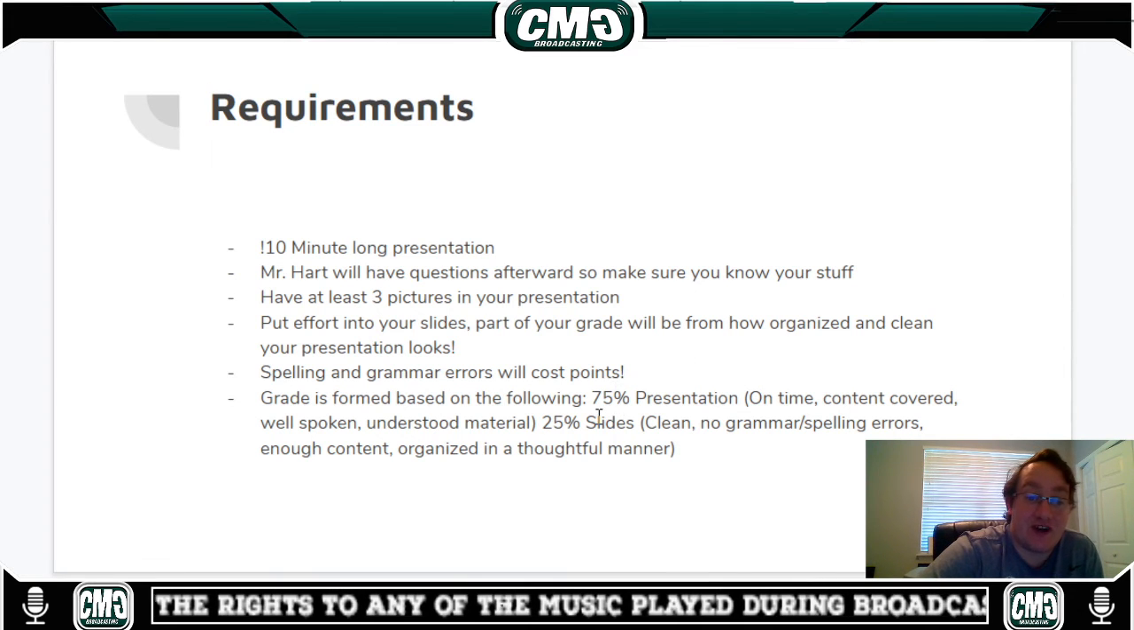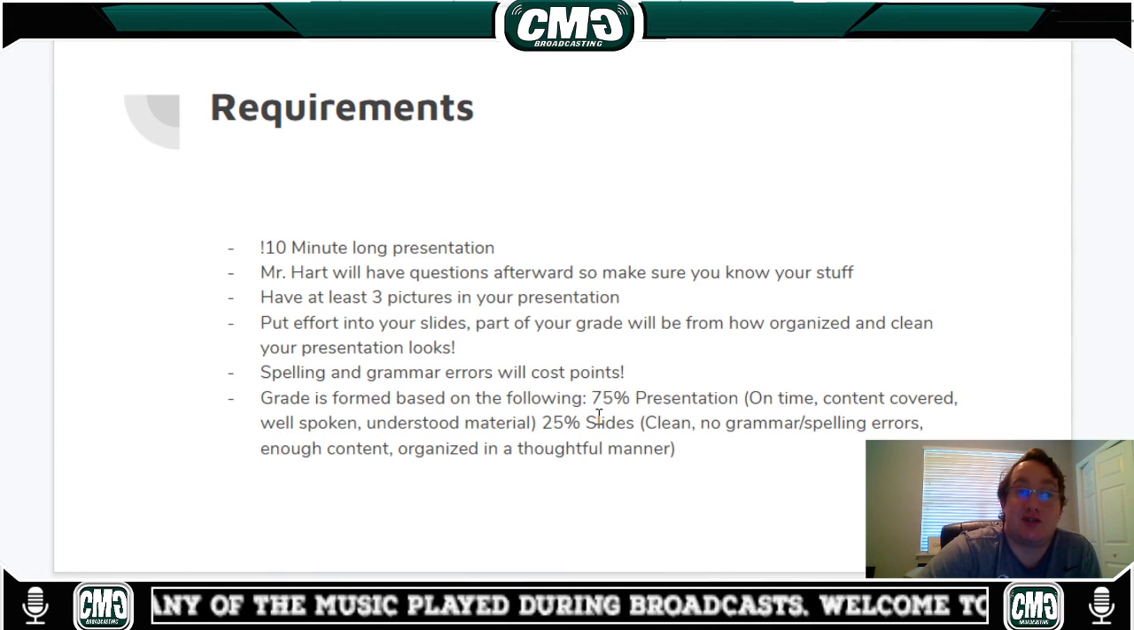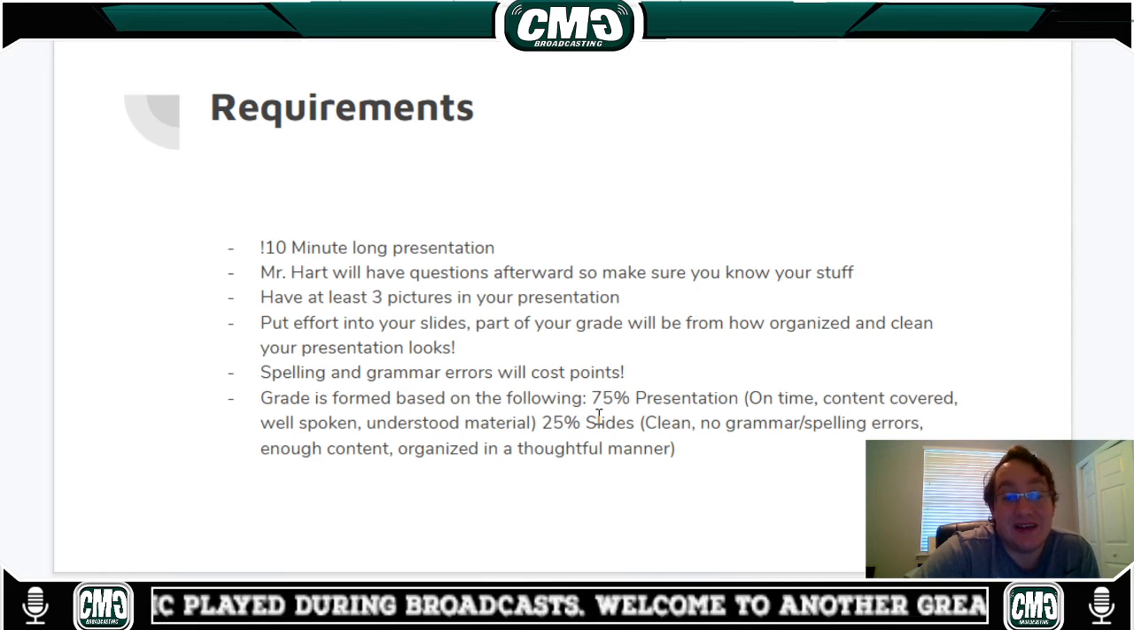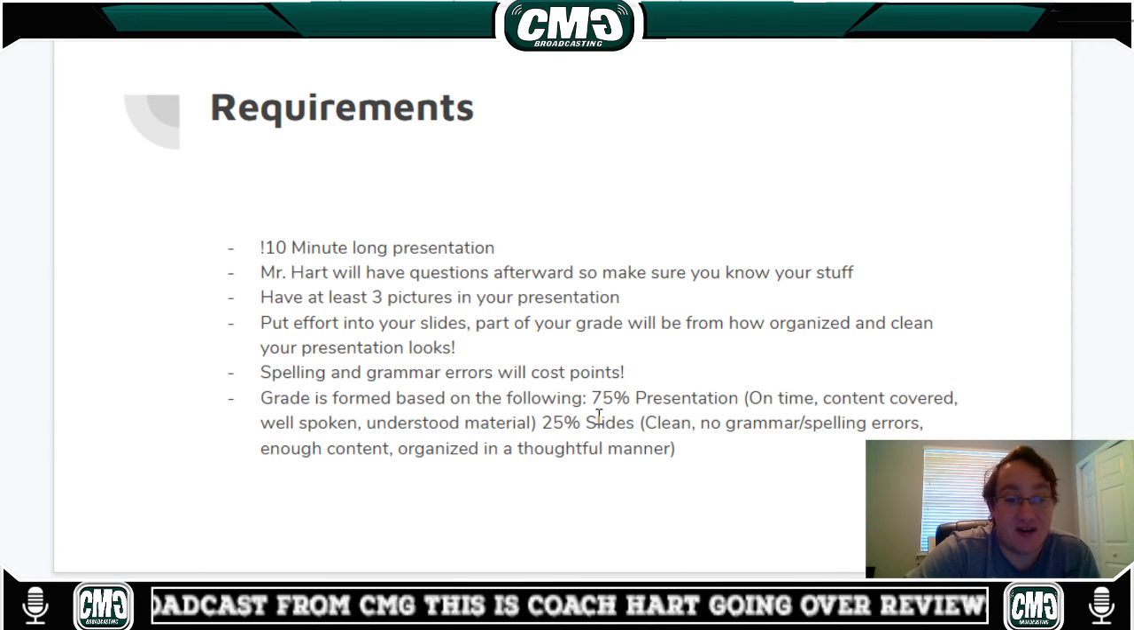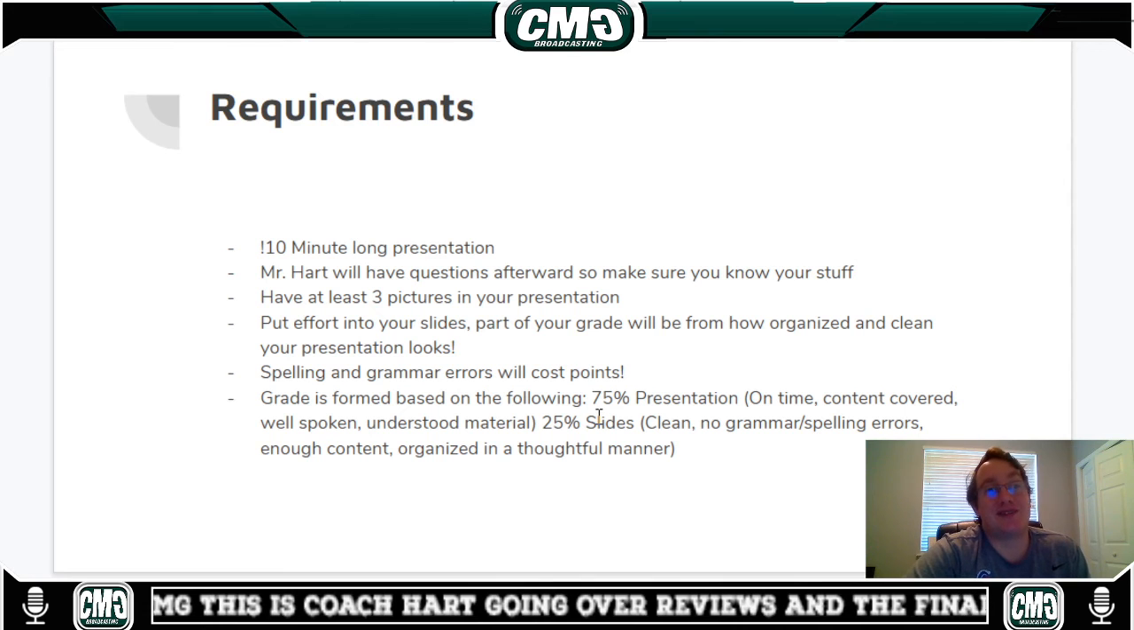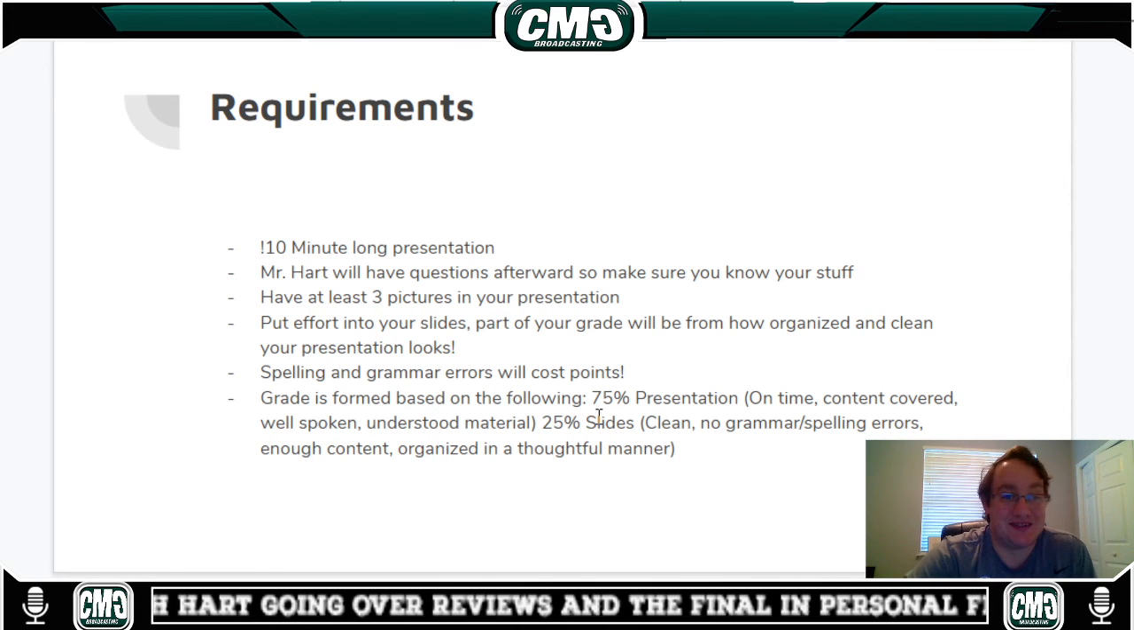And then 25% of it is going to be the slides that you submit and the slides you use to present. And that's going to be, are they clean? Are there no grammar or spelling errors? Because remember, the slides will tell us if we spell something incorrectly, so make sure there's no errors there. Make sure you've got enough content and that it is organized in a manner that makes sense.